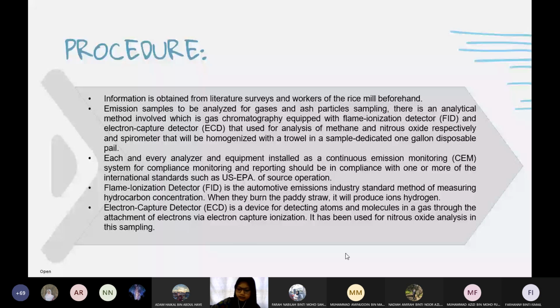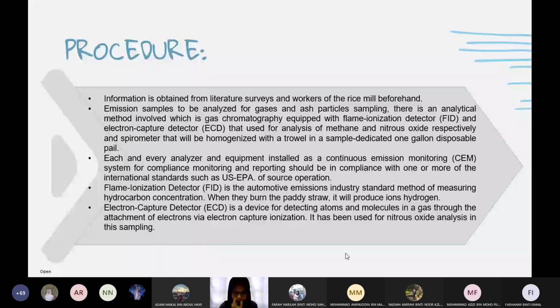ECD, this is the schematic diagram of ECD. It can be used to detect atoms and molecules in a gas. The ECD detects ions by reading the change in voltage value while maintaining a steady ion current at the collector. We use it for nitrous oxide analysis in this sampling.